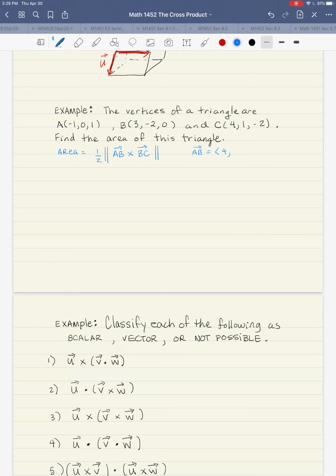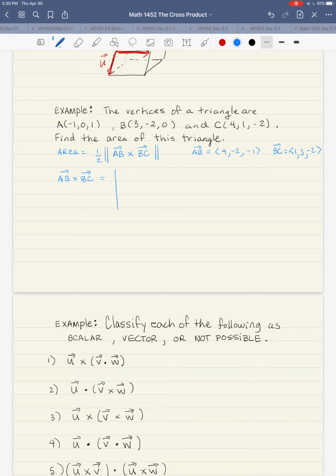Vector AB is equal to 3 minus a negative 1 is 4. Negative 2 minus 0 is negative 2. And 0 minus 1 is negative 1. Vector BC looks like 4 minus 3 is 1. 1 minus a negative 2 is 3. Negative 2 minus 0 is negative 2. Doesn't matter which two sides. This is for any triangle, not just a right triangle, so we don't have to worry about the legs. We just pick any two sides.